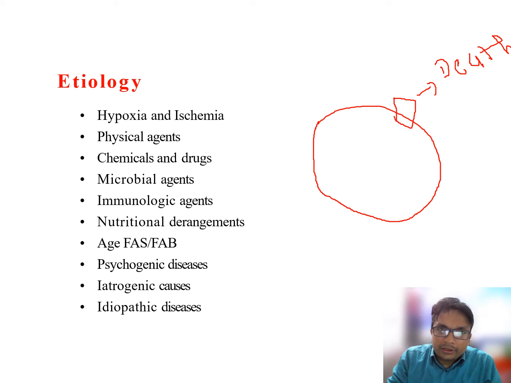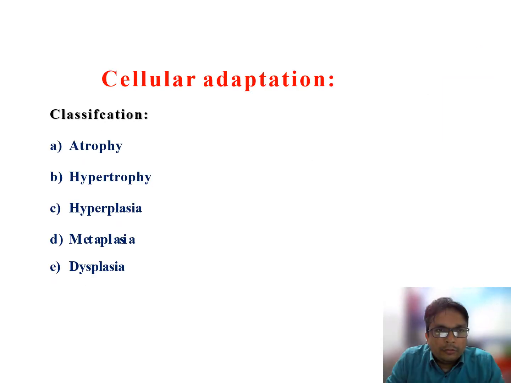So the next topic is: there are different types of cellular adaptations. Before going to cellular injury, a cell will go through adaptation, and these are the different adaptations the cell will go through. The first and foremost type of cellular adaptation is atrophy. The second is hypertrophy. The third is hyperplasia, metaplasia, and dysplasia. We will see each type in detail with examples from the next slide onward.